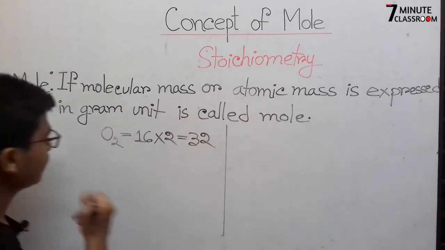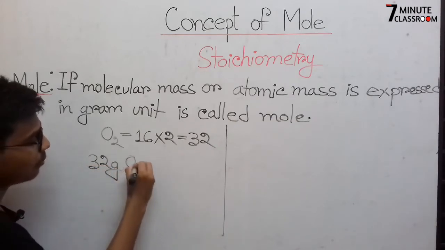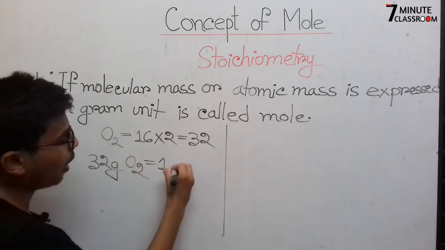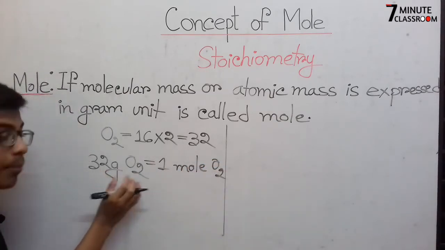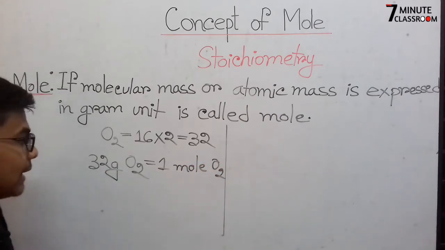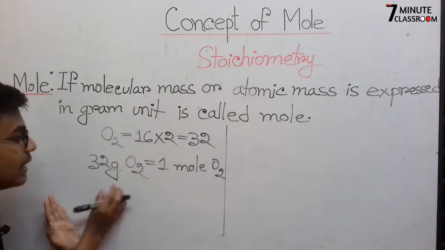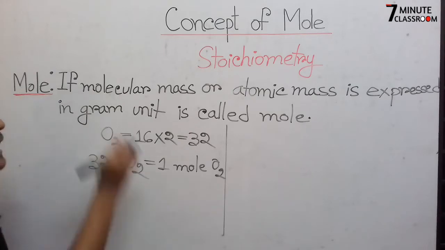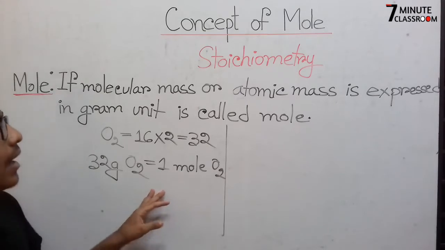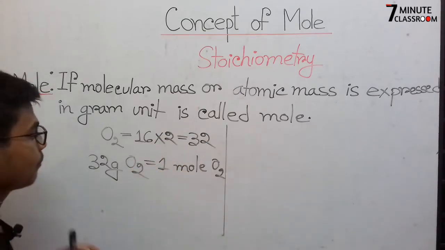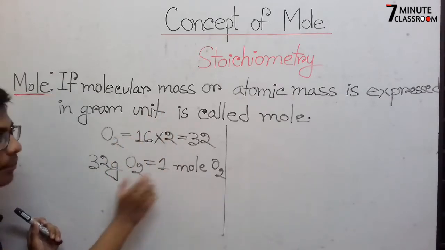So that means 32 gram O2 equals 1 mole O2. That means 32 gram O2 equals 1 mole O2. Here the molecular mass is in gram, and we have seen that if the molecular mass or atomic mass is expressed in gram unit, then that is called mole. So here we have expressed the molecular mass in gram unit.